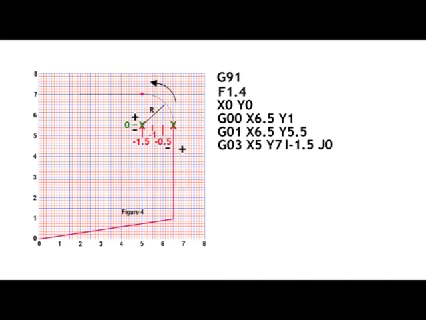X0, Y0, the home position, G0, X6.5, Y1 for rapid transit to the start of the cut, G01, X6.5, Y5.5 linear cut to the start of the arc, G03, X5, Y7, I minus 1.5, J0. It's to cut the arc to X5, Y7 with I at minus 1.5 from the start of the arc and J at the same plane as the start of the arc.